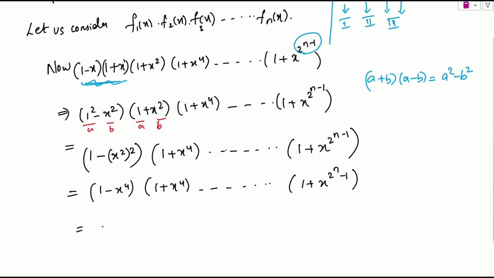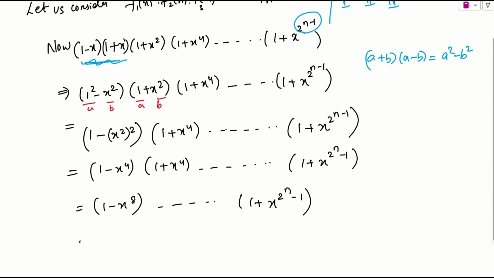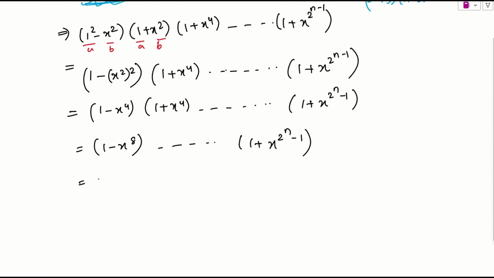Let me show you. So finally what I'll be getting here, if you want, I can simply get a square minus b square, 1 raised to the power 4 to the 8, agree, and so on. The last term will be 1 plus x power 2 power n minus 1. Is it okay? Yeah. If you check this clearly, what will be the last term you'll be getting here? Simply 1 minus 2 power n. This will be minus 1.